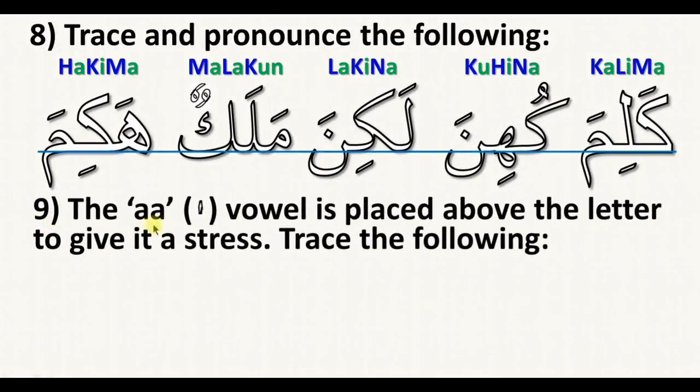Number 9. The AA vowel is placed above the letter to give it a stress. Trace the following. Here you will notice a little stroke within brackets. This shows that there must be a stress on the syllable or sound.